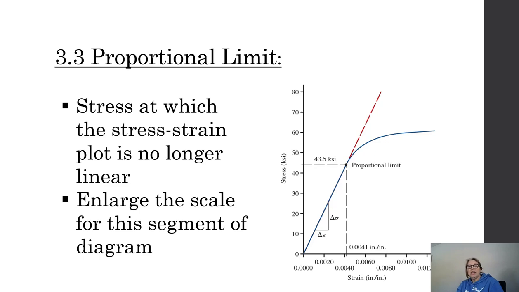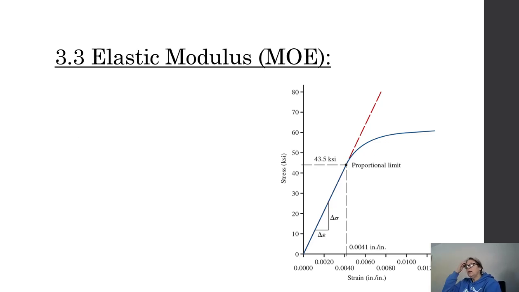If I'm in the elastic region and I tell you how much force I'm putting in, as long as I'm in that elastic region, I can say how much strain I have in my system. The proportional limit is where that behavior changes. So our next vocabulary word is modulus of elasticity.